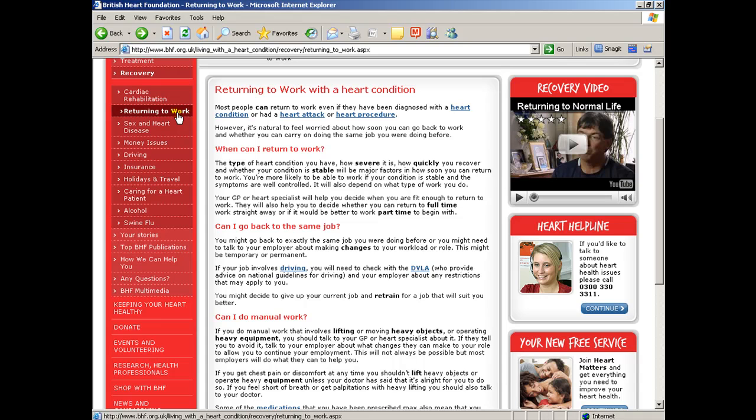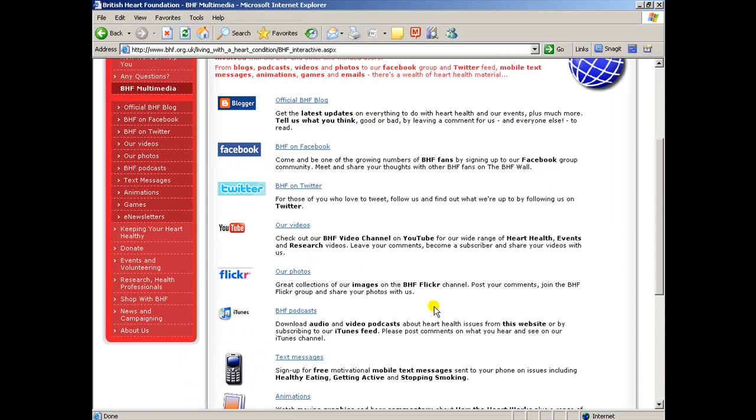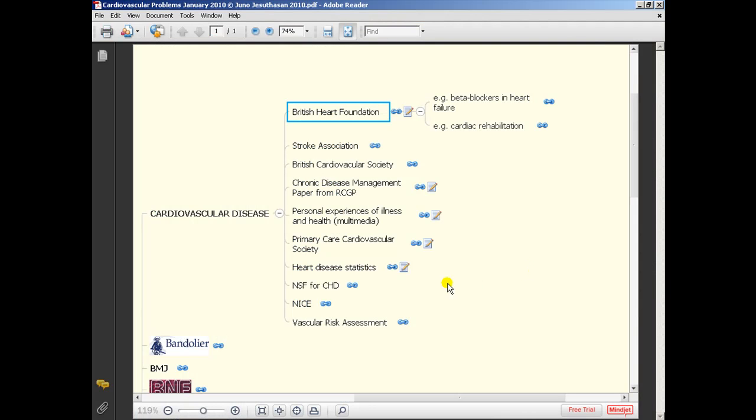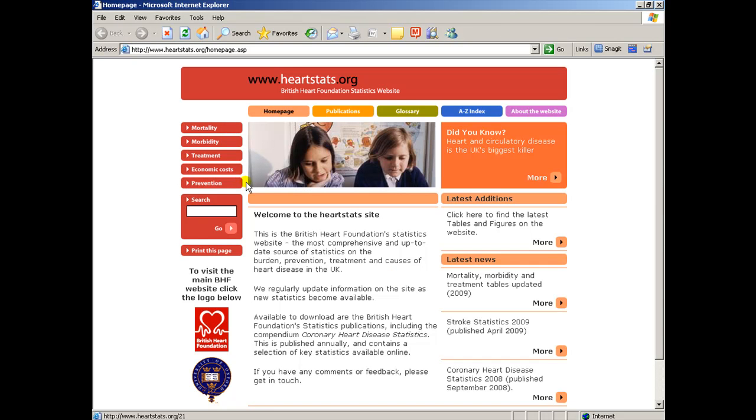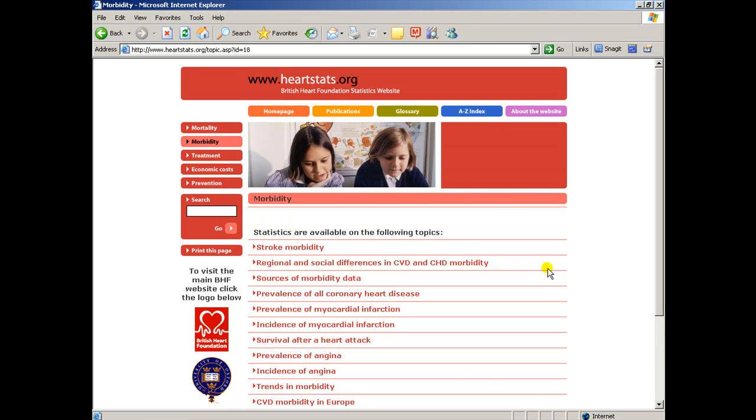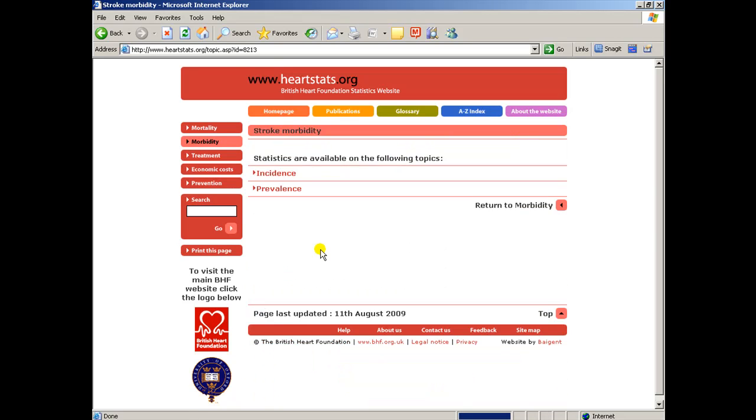And the sidebar has useful sections on returning to work, sex and heart disease, money issues, driving. The sort of things that make up a good GP rather than just knowing about troponin levels. At the bottom here is BHF Multimedia, which has up-to-the-minute stuff like Twitter, YouTube, Flickr, and podcasts, which are useful. Also, clicking here will take you to the Heart Stats page if you're looking for recent information on various aspects of heart disease, such as clicking the morbidity link, which also gives you some stroke morbidity.